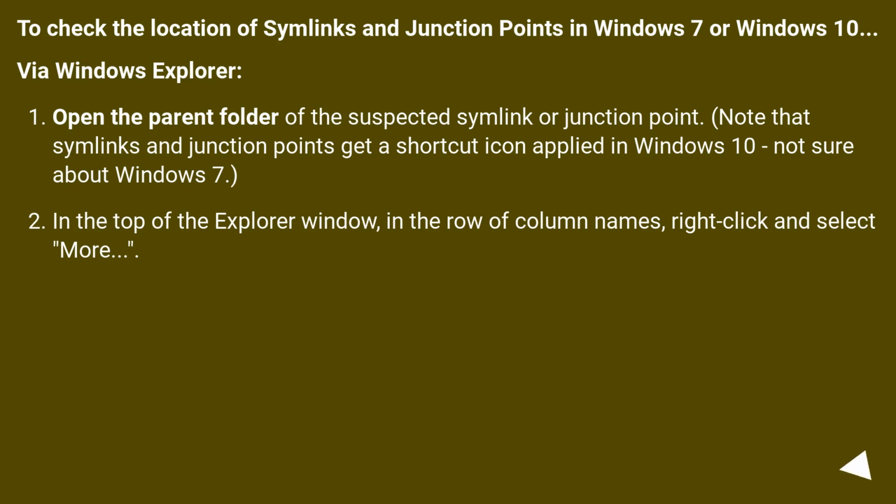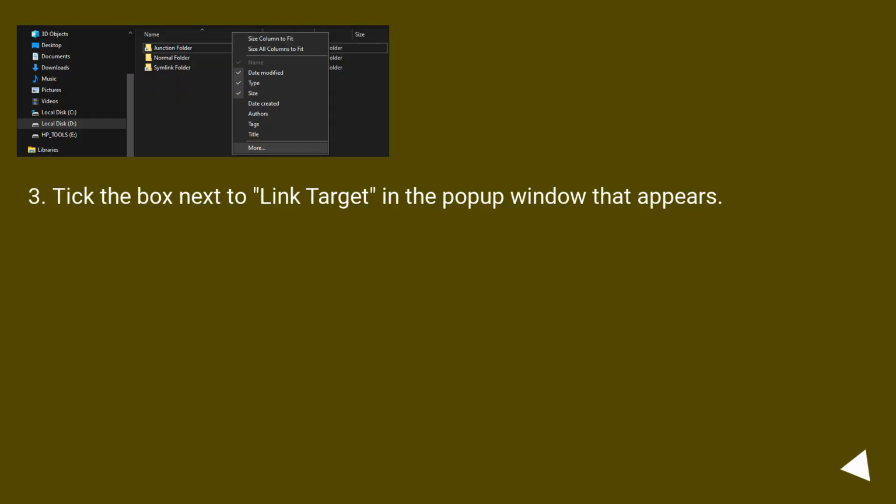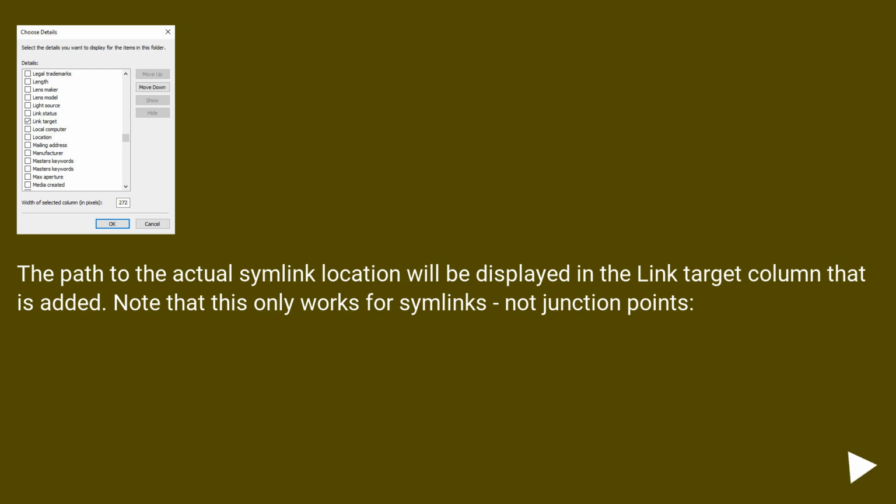In the top of the Explorer window, in the row of column names, right-click and select More. Tick the box next to Link Target in the pop-up window that appears. The path to the actual symlink location will be displayed in the Link target column that is added. Note that this only works for symlinks, not junction points.